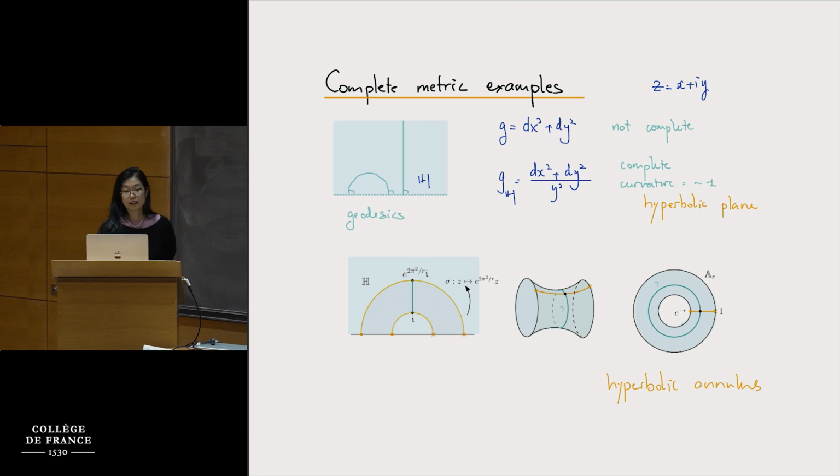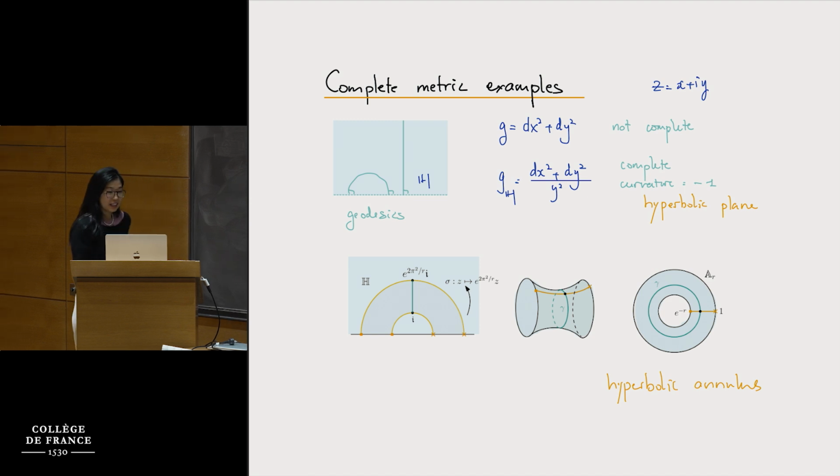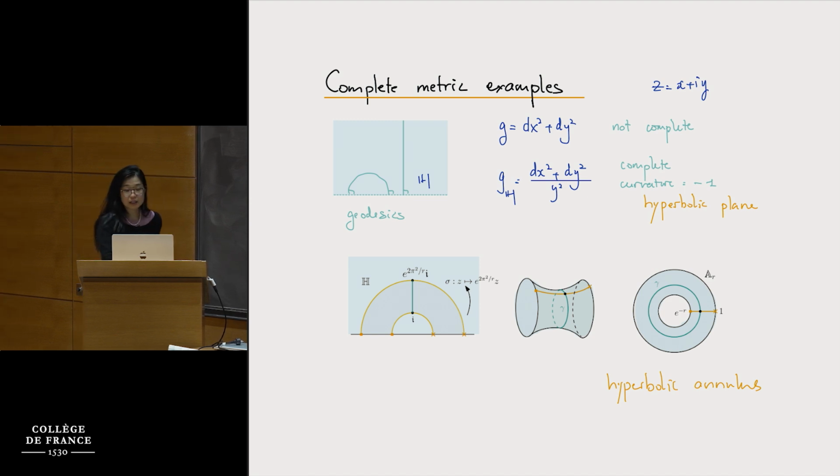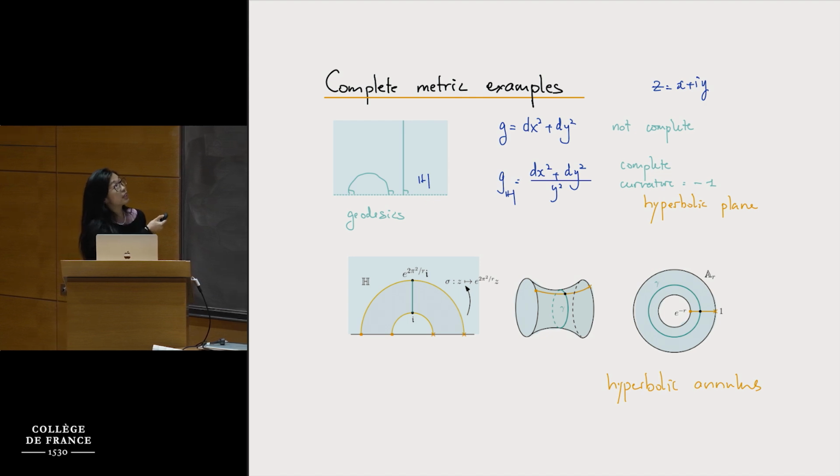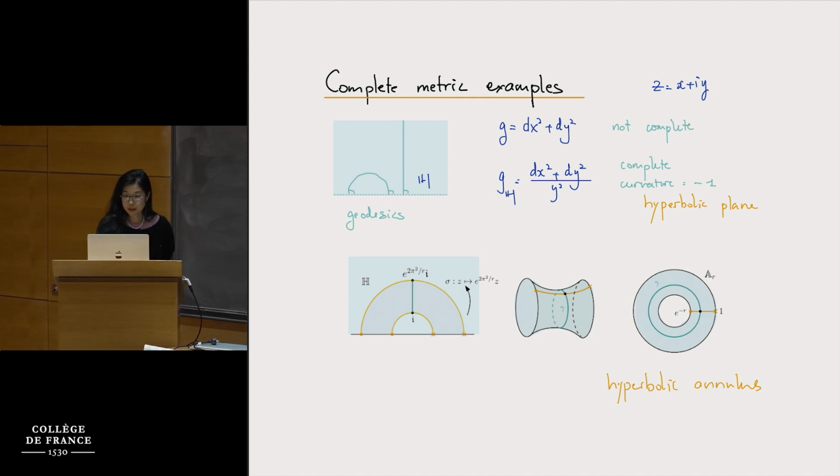A very simple example of a hyperbolic surface is, for instance, the upper half plane. I really want to emphasize that we are looking at a complete metric, because if you take the flat Euclidean metric, it is also constant curvature, but it's not complete. You can have a sequence going to the boundary with the limit on the boundary, but the boundary is not part of my surface. And so the metric we're really looking at is this hyperbolic metric.